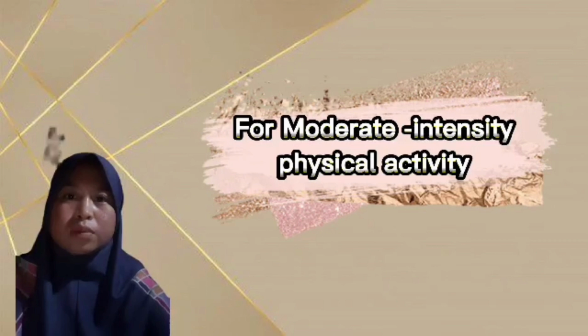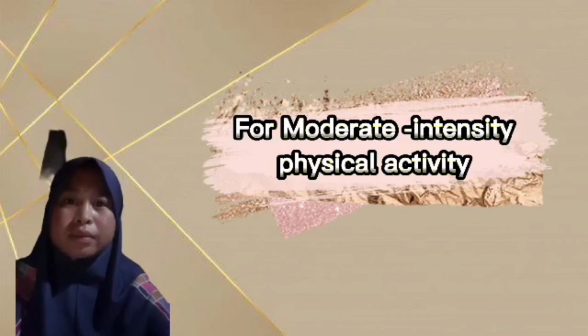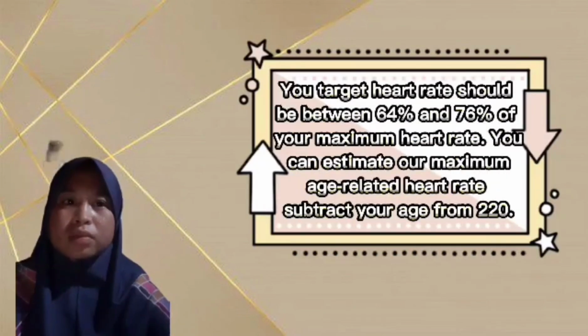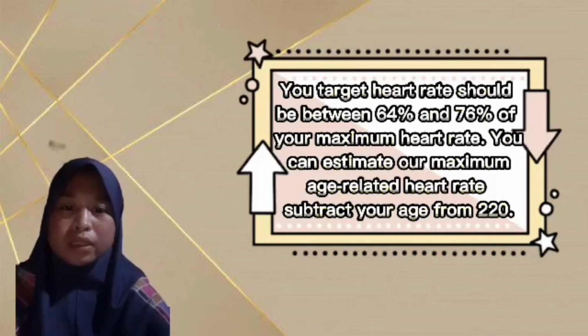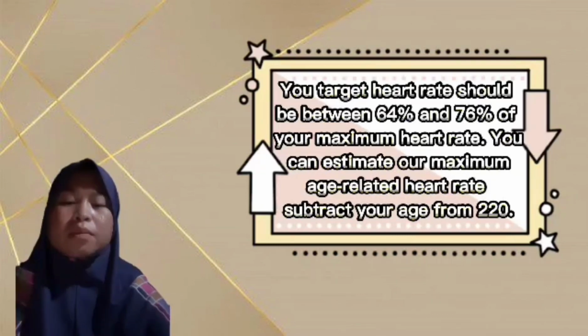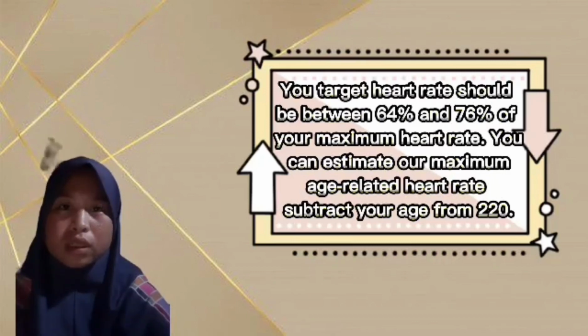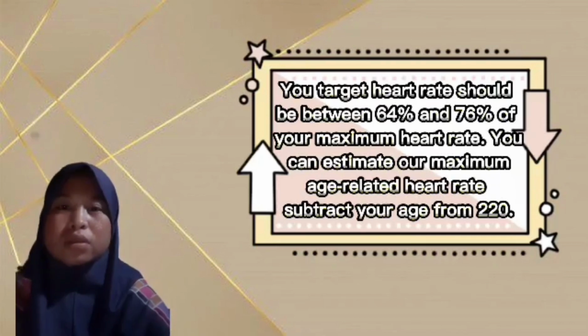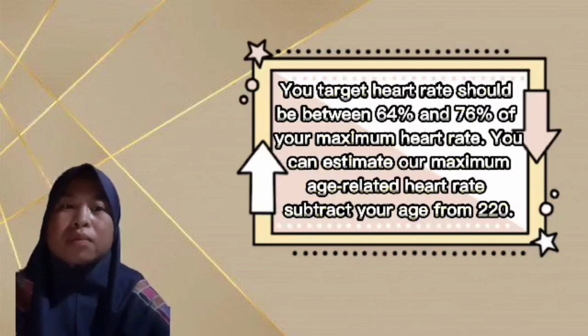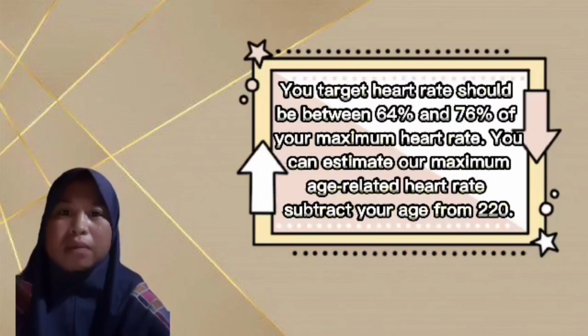Let us proceed to moderate intensity of physical activity. Your target heart rate should be between 64% to 76% of your maximum heart rate. You can estimate your maximum heart rate based on your age. Subtract your age from 220, meaning to say, in a moderate activity, the target heart rate is 64 to 76%. And to get the BPM or beats per minute, subtract your age from 220.